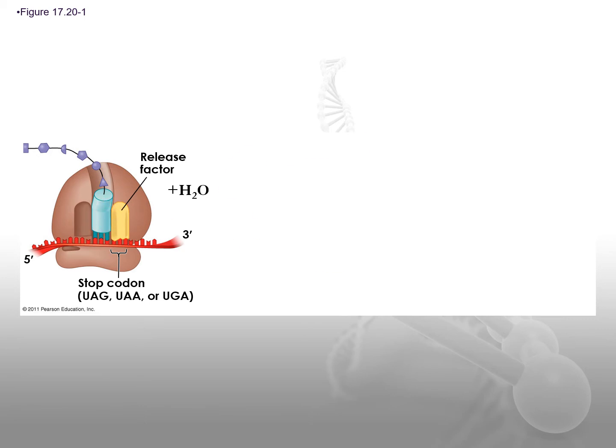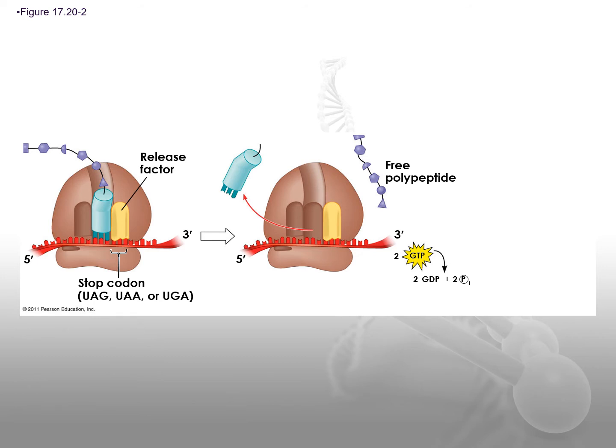Okay, so once the releaser enters, then the peptide is going to be released. Okay, so now we have the transfer RNA, which was holding the polypeptide. Well, that's going to be cleaved off, leaving the polypeptide free to float around in the cytosol. And now we have an uncharged transfer RNA.